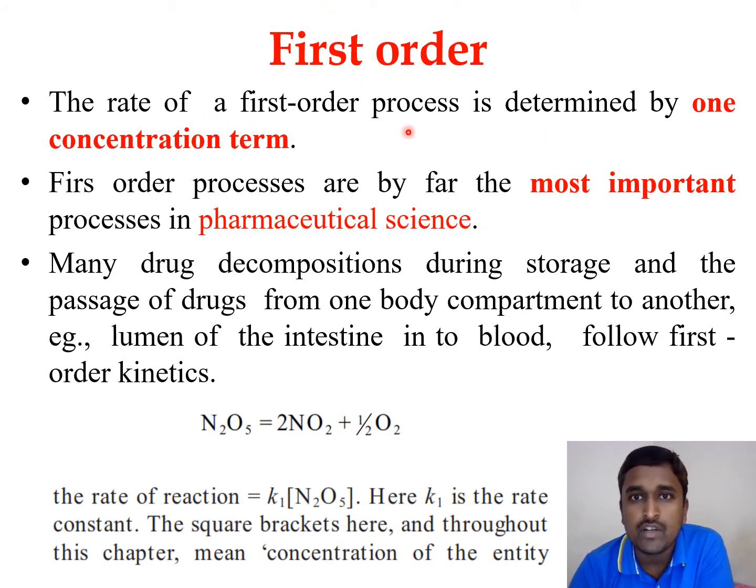So, first order reaction. The rate of a first order process is determined by one concentration term, only one concentration term. First order processes are by far the most important processes in pharmaceutical sciences. That means most pharmaceutical products will follow first order kinetics compared to the other orders. Many drug decompositions during storage, and the passage of drugs from one body compartment to another body compartment, for example from the intestine into the blood, follow first order kinetics.